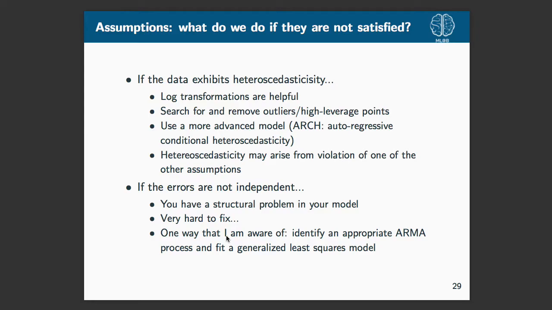And finally, the last one, that's the hardest to check for, but also the hardest to fix. If the errors are not independent, there's some kind of structural problem in your model. You're not modeling the right thing, and it's often very hard to fix. One way you can go about fixing it that I'm aware of and have done before is to choose an appropriate ARMA model, which stands for autoregressive moving average, something that you might have seen if you've done time series work, and fit a generalized least squares model to this ARMA model that can take care of independence in its structure.